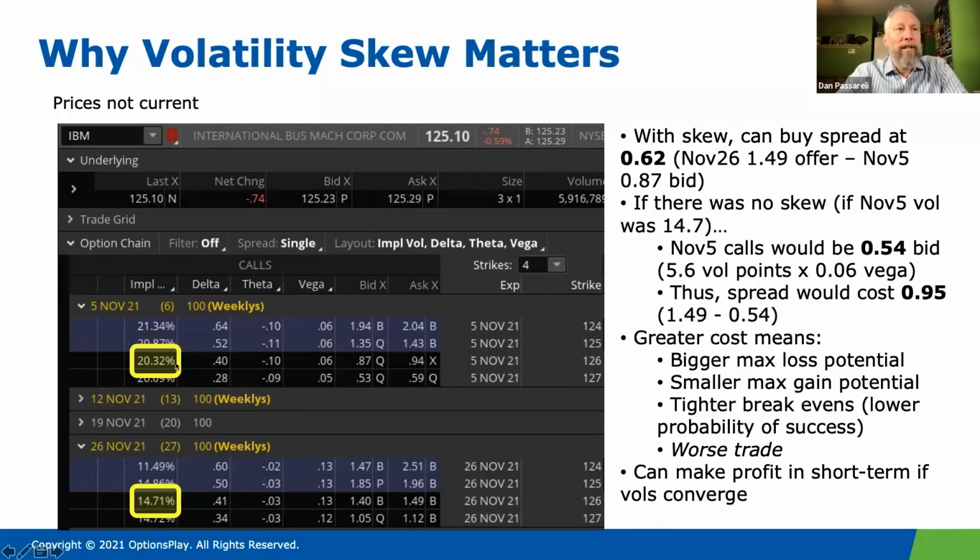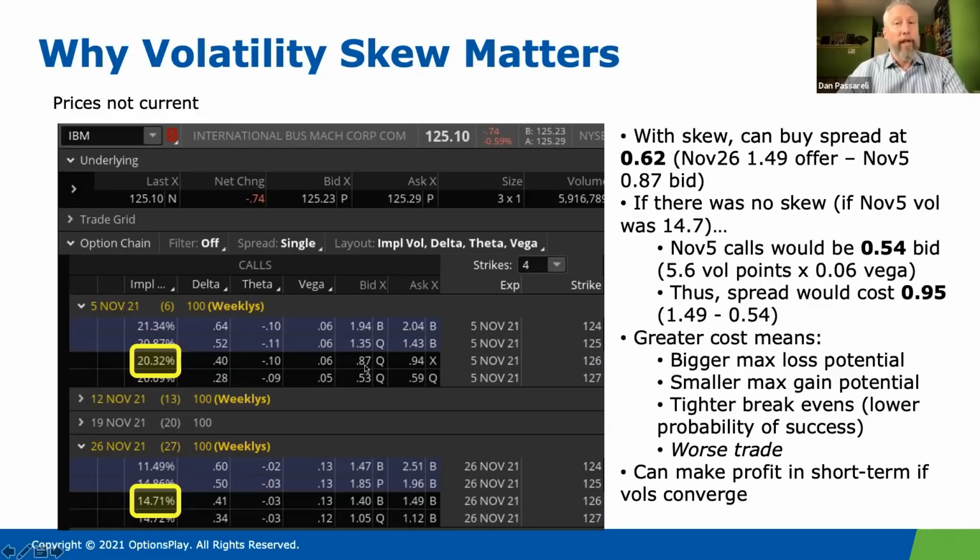Okay, so with this skew, selling the 20 vol, buying the 14 vol or whatever this is, we can buy the spread at 62 cents. Okay, so look, we pay 1.49 and we sell it at 0.87. 1.49 minus 0.87 is 62 cents.